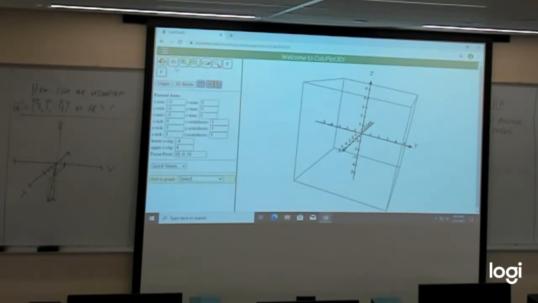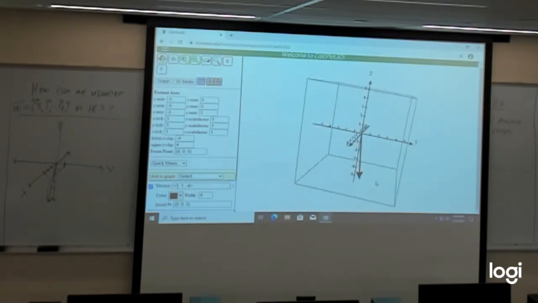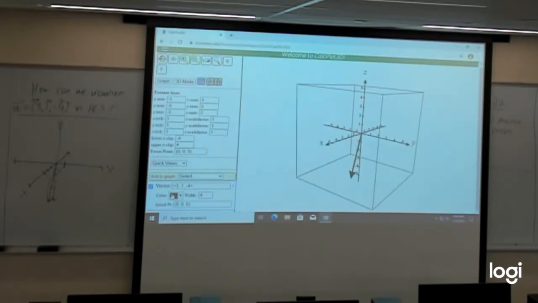Now let's see what happens if I try and graph a vector. Which one was it? 3, 1, -4. There's our vector right there. You can give it a different color so it really jumps out.